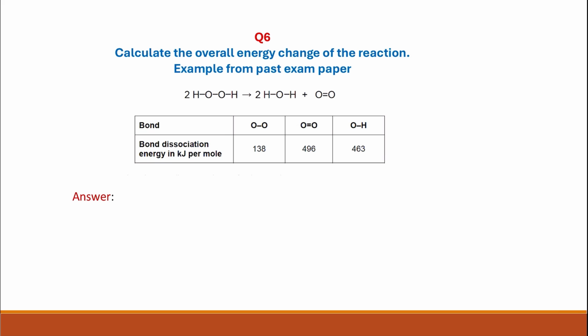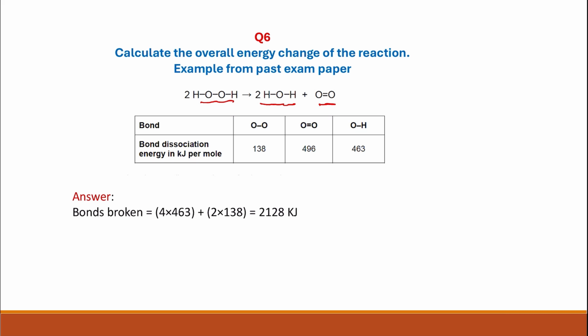Question 6. Calculate the overall energy change of the reaction. This is an example from a past exam paper where hydrogen peroxide decomposes to give water and oxygen. And then there is a table that gives you the bond energy for all of the different bonds. To answer this question, you need to first calculate the energy needed to break the bonds for the reactants.